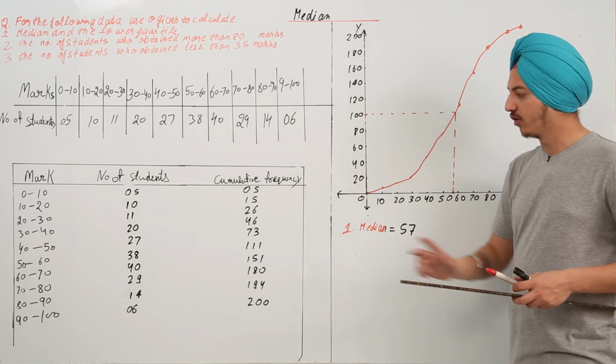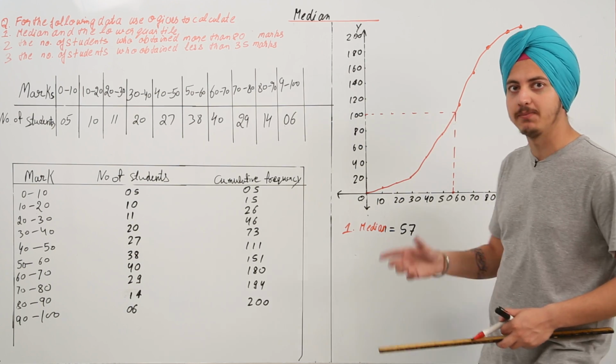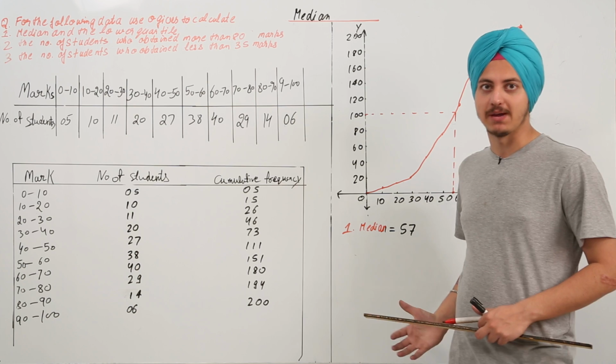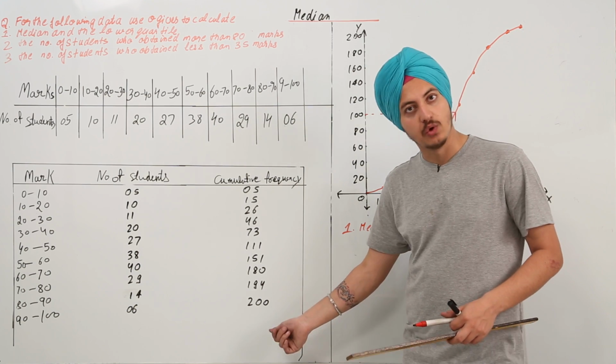So what is n by 4 for this? 200 by 4. I am doing the calculations orally because I don't have space to write them out. You have to write each and every step out, okay? I am just telling you how to do it. So n by 4 is equal to 50.